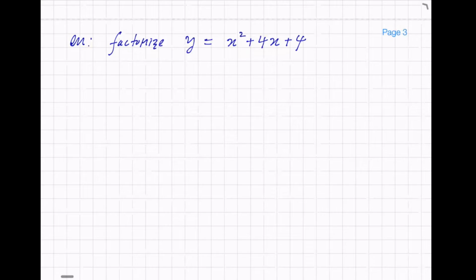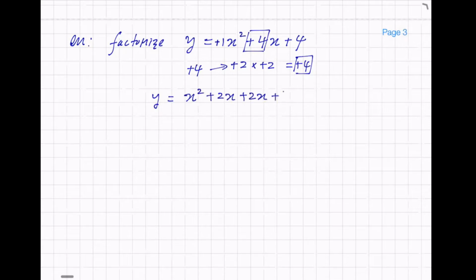Okay, so now I will do it quickly. So you have plus 1 over here. So plus 1 times plus 4 is plus 4. So you construct this as plus 2 times plus 2. When you add that, it's going to be plus 4, and you can match the middle term with this. So then you will rearrange this. So y is equal to x squared plus 2x plus 2x plus 4.